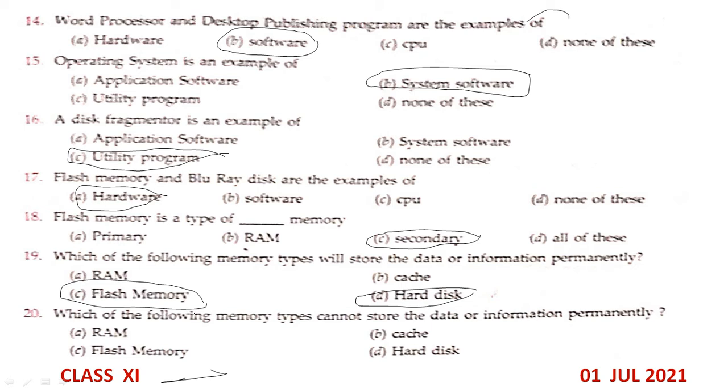Last question of 20. Which of the following memory types cannot store the data or information other than flash and hard disk? Now these two were there in the previous question. RAM and cache memory cannot store the data permanently.